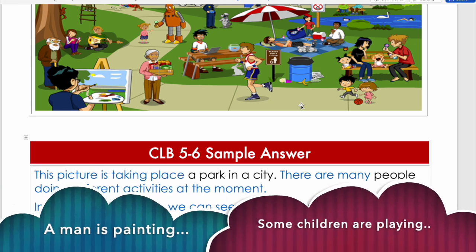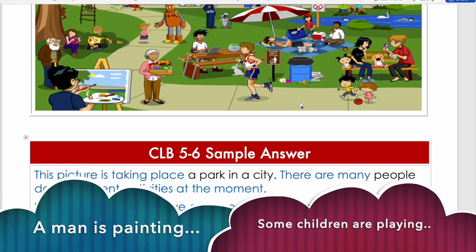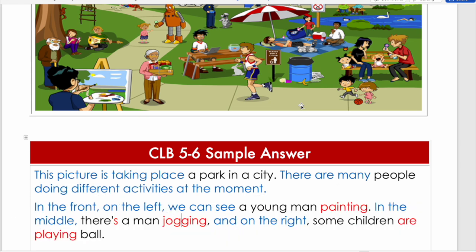And the last way we can say, we don't have to say we can see or there is or there are. We don't have to say that. We can just say exactly what we see. On the left, a young man is painting. In the middle, a man is jogging. And on the right, some children are playing ball.